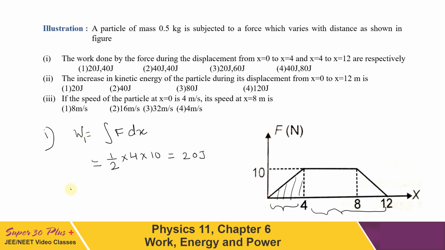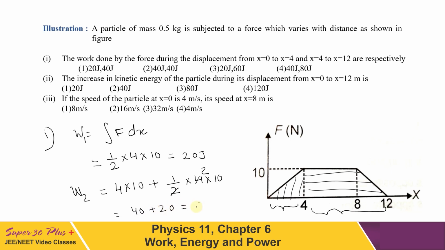The next work done we have to calculate from x equal to 4 to 12. Again take this whole area. Its value will be a parallelogram with area 4 into 10 plus one triangle with area half into 4 into 10, which is equal to 40 plus 20, that is 60 joule. Which option is correct? 20 joule and 60 joule. This is option number 3. Now come to the second part.